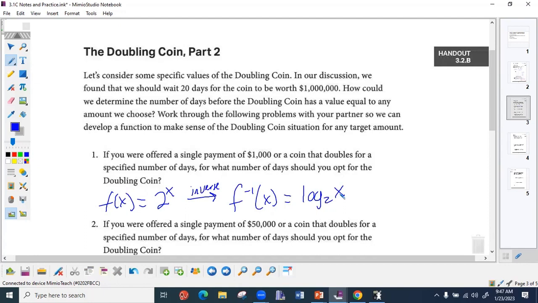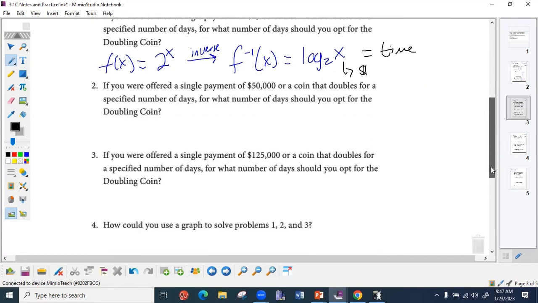So now we can write this in terms of us solving a problem, right? In terms of the problem, now x is our money, our dollar amount, and the output that we're going to get is our time. Does that make sense? Because we found the inverse, we now can input our money amount to find out how long it's going to take us in terms of time. Okay, so look here. Let's use this formula.